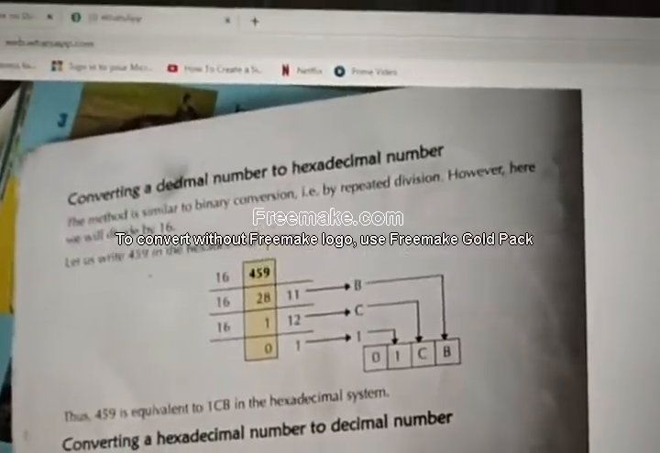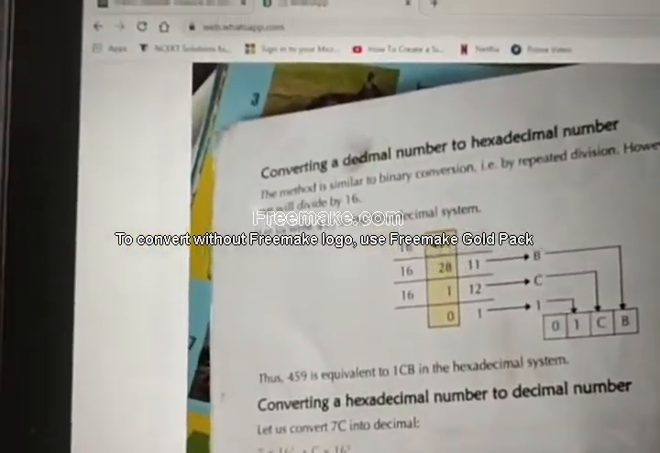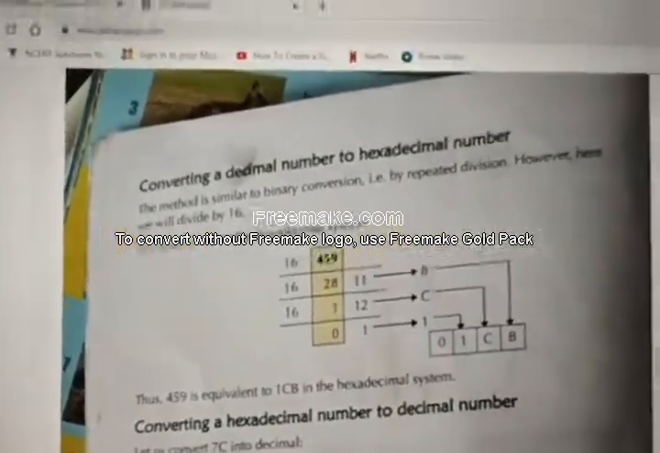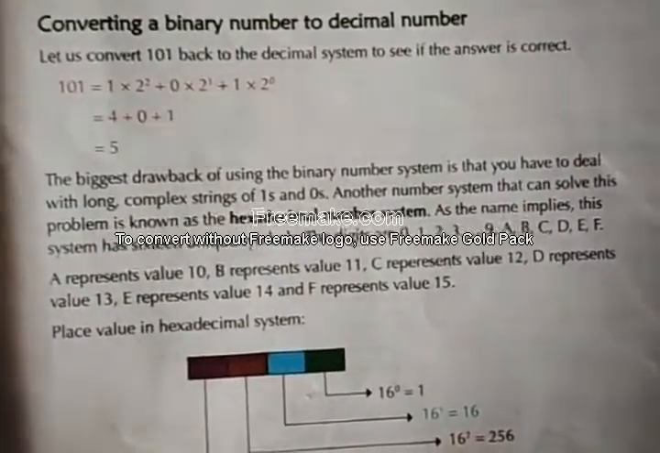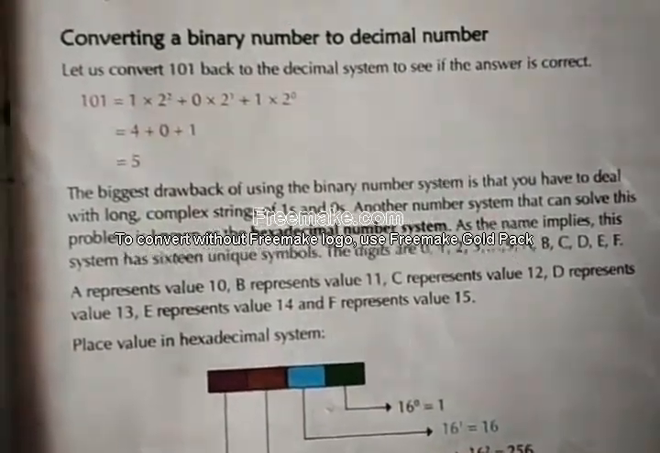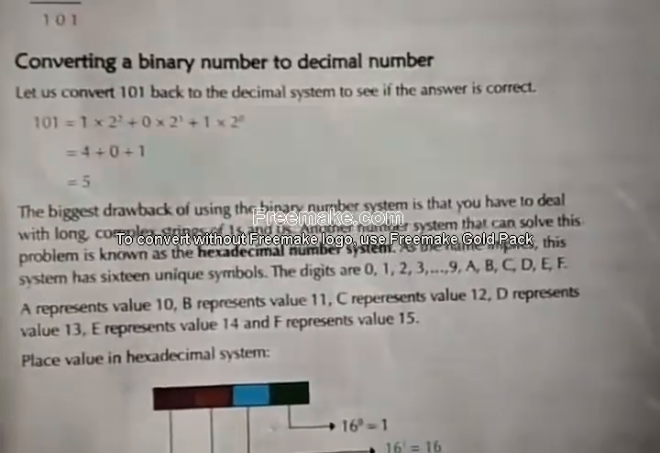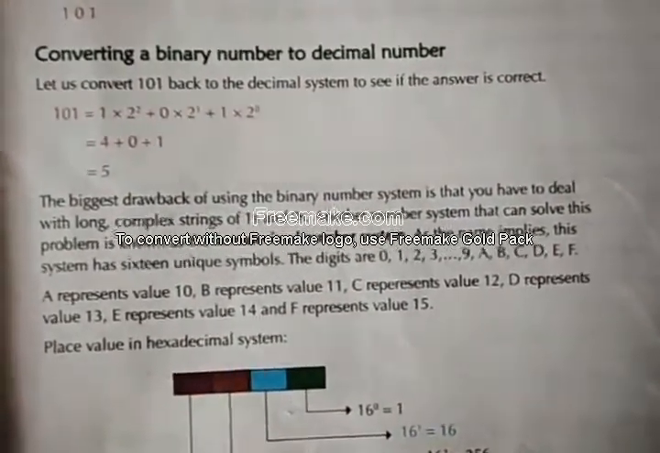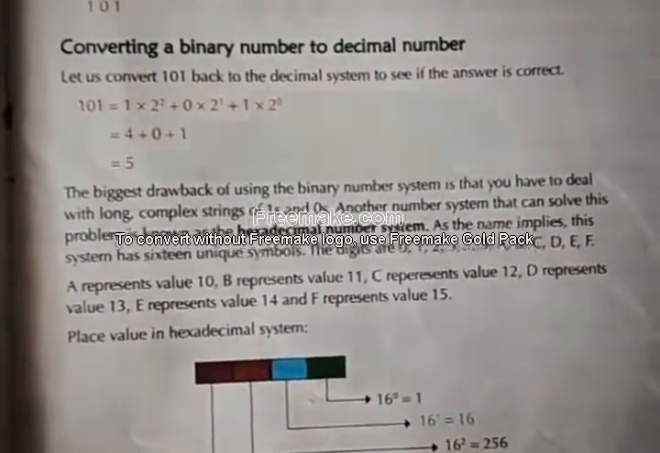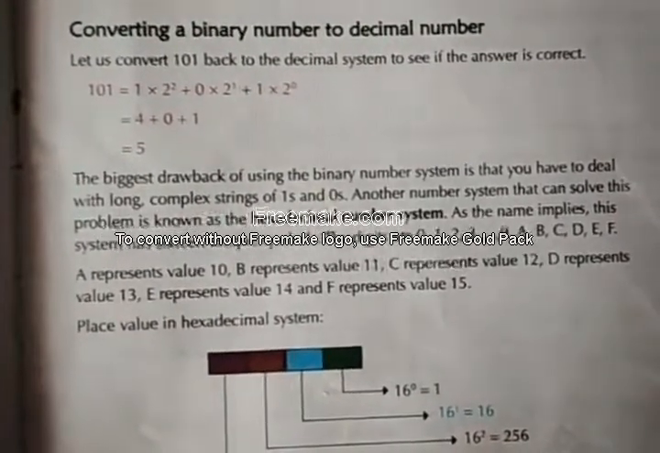Next, converting decimal number to hexadecimal number. See, till now we saw about binary to decimal, but one problem is there. The biggest drawback of using binary number system is that you have to deal with a long complex string of zeros and ones. We know that if it is a very long number, it will be very complex to understand those zeros and ones. Another number system that can solve this problem is known as hexadecimal number system. So one new number system is introduced, that is hexadecimal number system.